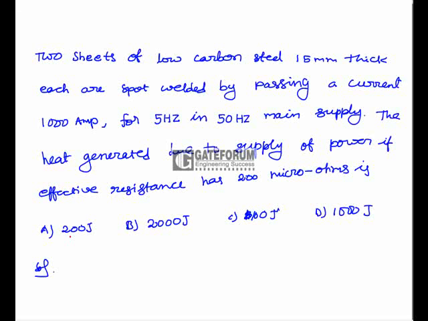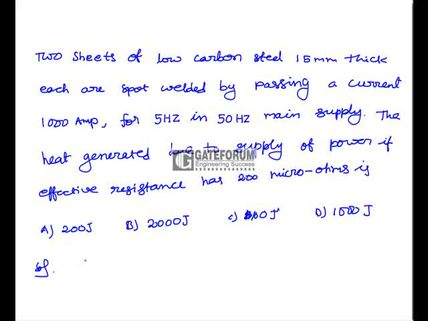Two sheets of low carbon steel 15 mm thick each are spot welded by passing a current of 1000 amp for 5 cycles in a 50 Hz main supply. The heat generated due to supply of power, if effective resistance is 200 micro ohms, is.